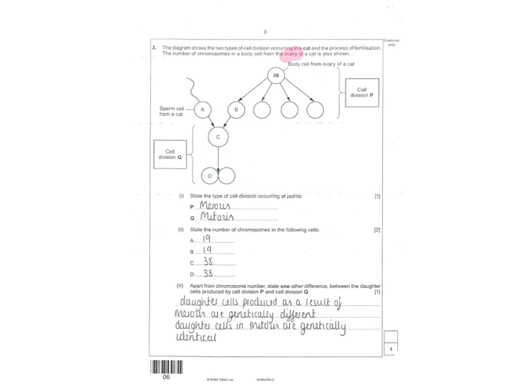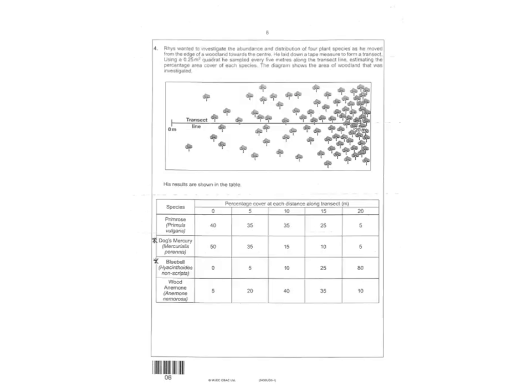we have identical daughter cells to the original cell. Apart from chromosome number, state one other difference between the daughter cells produced by the cell P and Q. Daughter cells, as a result of meiosis, are genetically different. The daughter cells in mitosis are genetically identical.